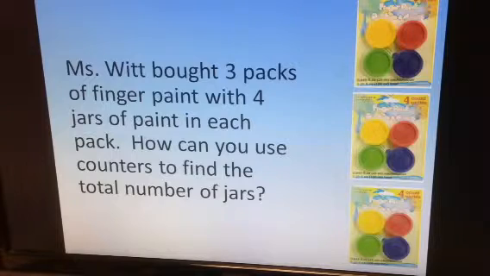Students talked about how they solved this problem with counters. I heard them say they would take counters and put them into 3 piles. Each pile would have the same number of counters. Each pile would have 4 counters. Then they would just count all the counters they had out to find the total.